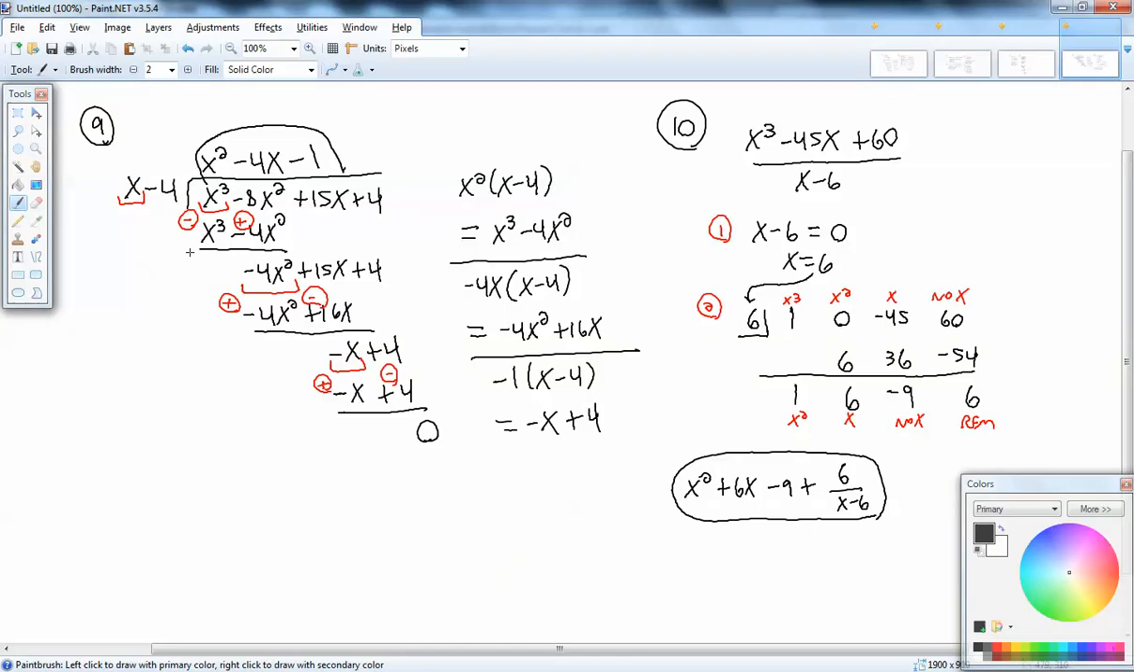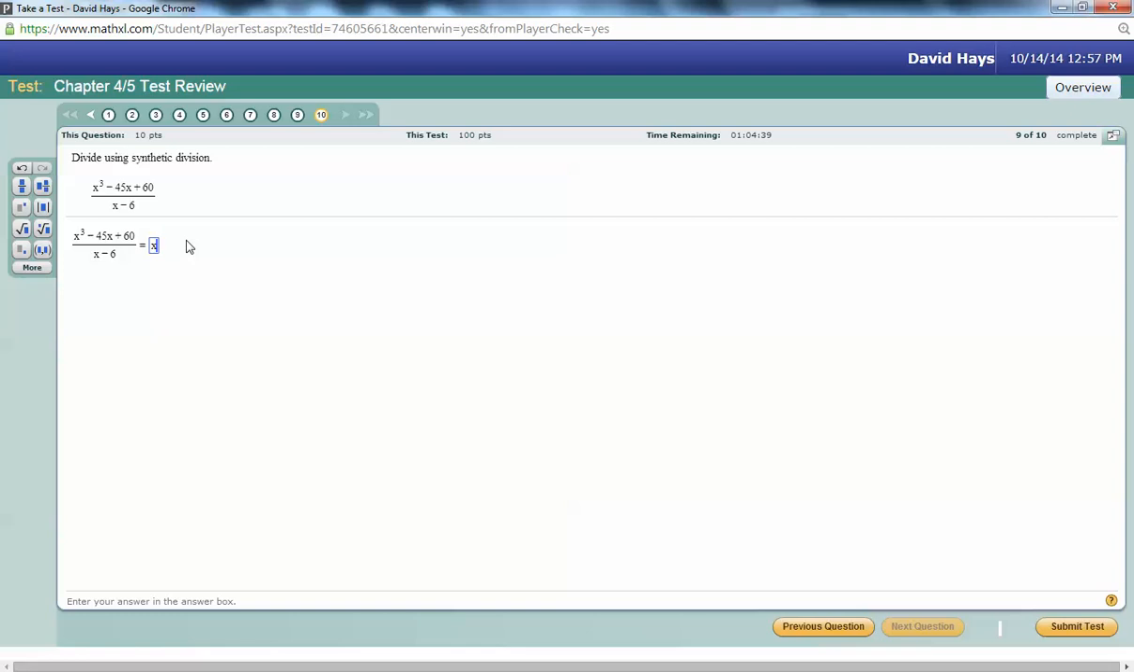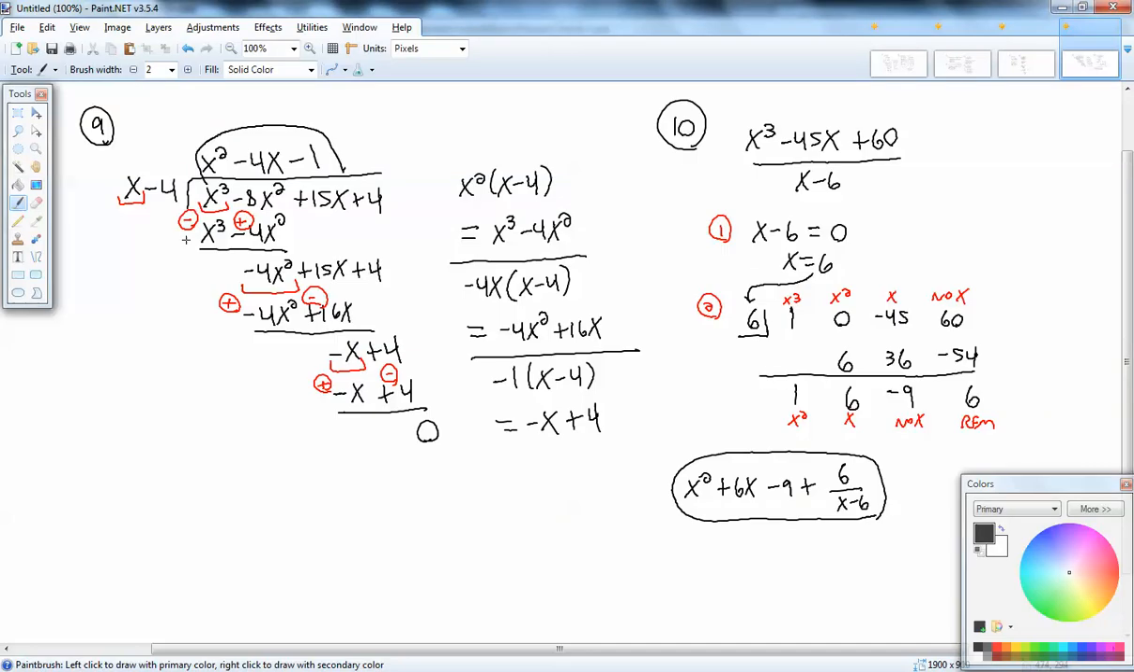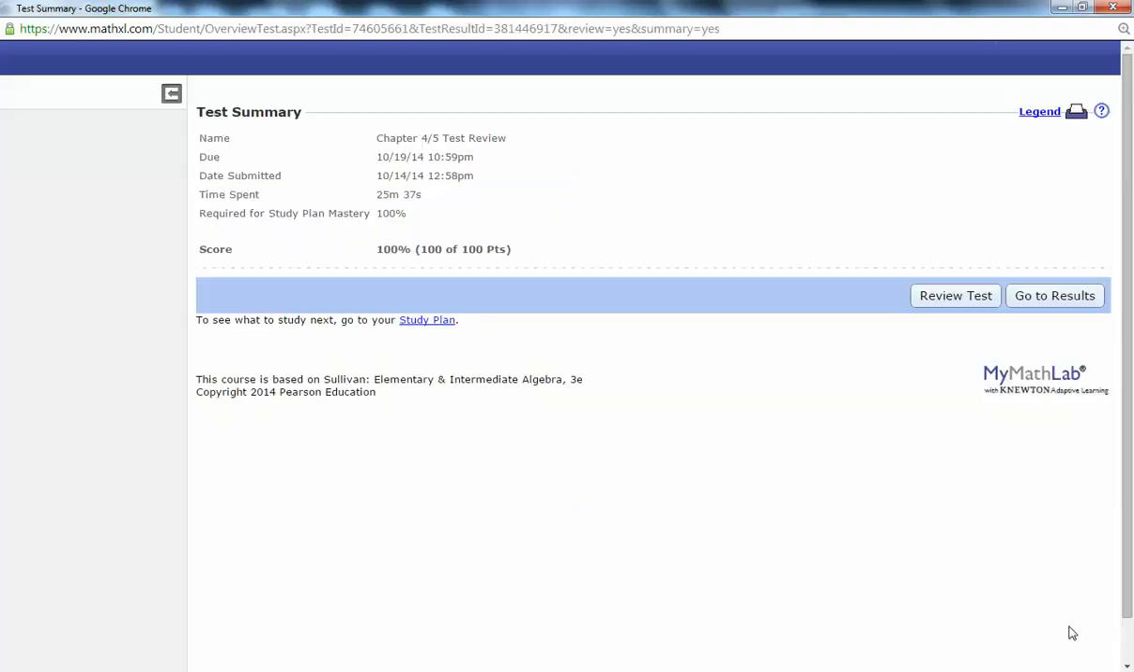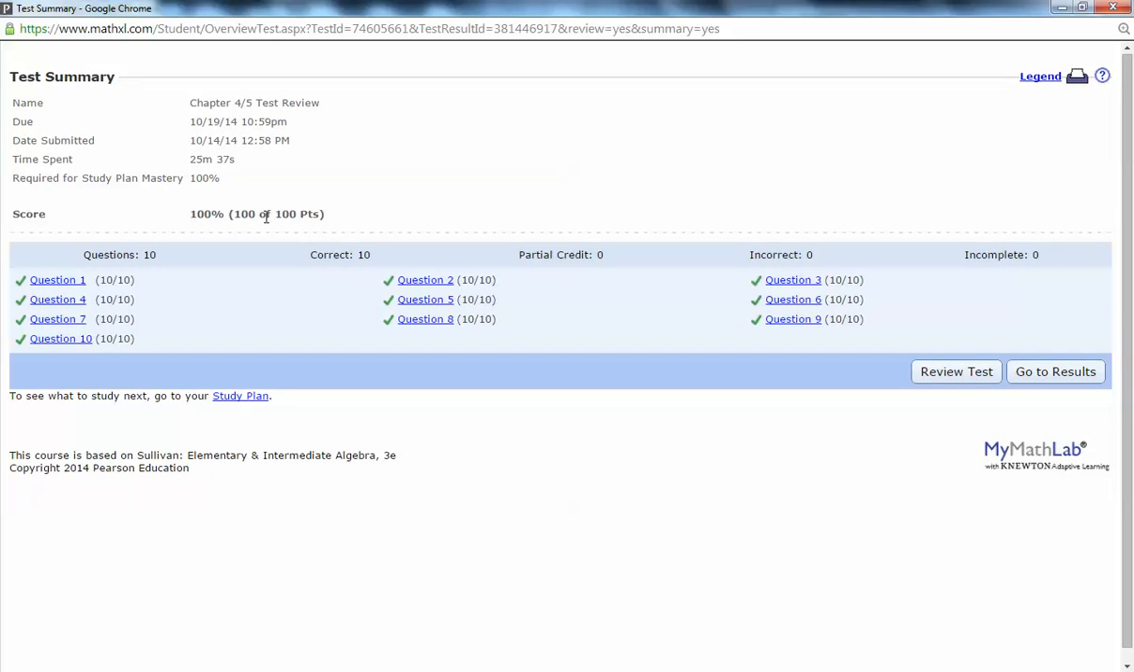Okay, so we got x squared plus 6x minus 9 plus, and then fraction form, I'll put the 6 over what we're dividing by, which is x minus 6. Let's see how I did. Submit the test. And 100%. Okay, that looks good.